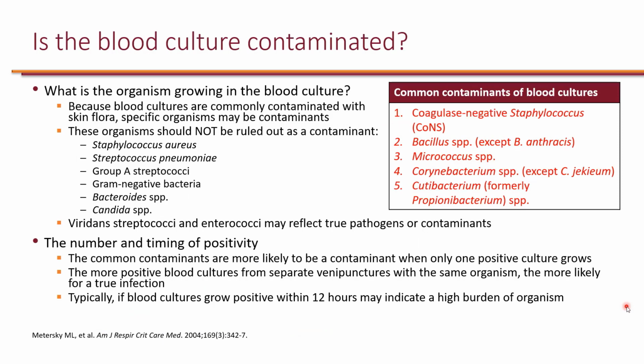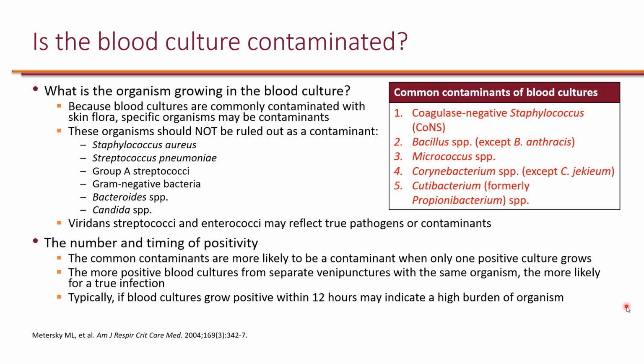Now, once bacteremia is suspected and blood cultures are ordered, when the results of blood cultures are positive, the question is: is the blood culture contaminated? This typically happens because organisms that live on the skin can enter into the sample. So common contaminants of blood culture include coagulase-negative Staphylococcus, Bacillus species, Micrococcus, Corynebacterium, and Cutibacterium. Now these are some of the organisms that exist in the environment that can find their way onto the skin and sometimes into the sample.